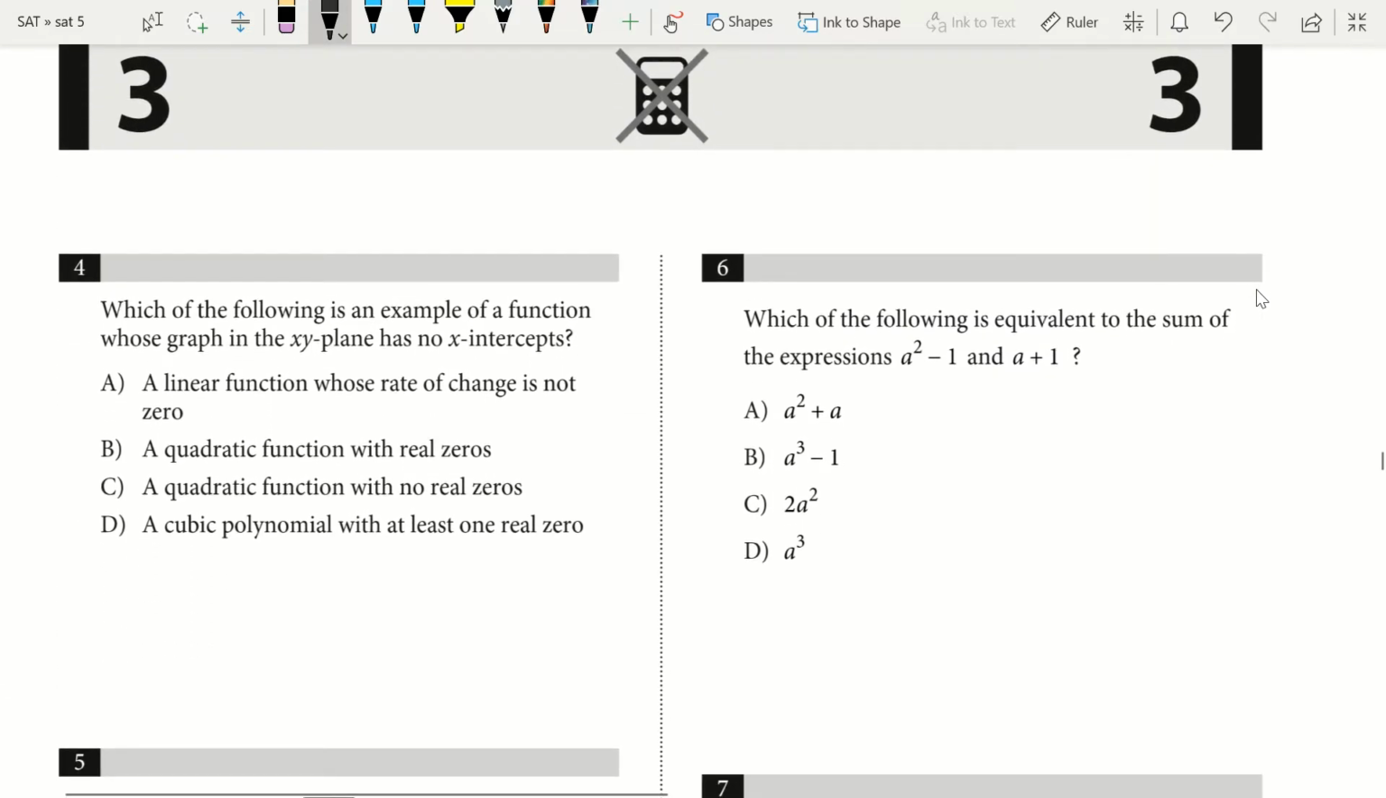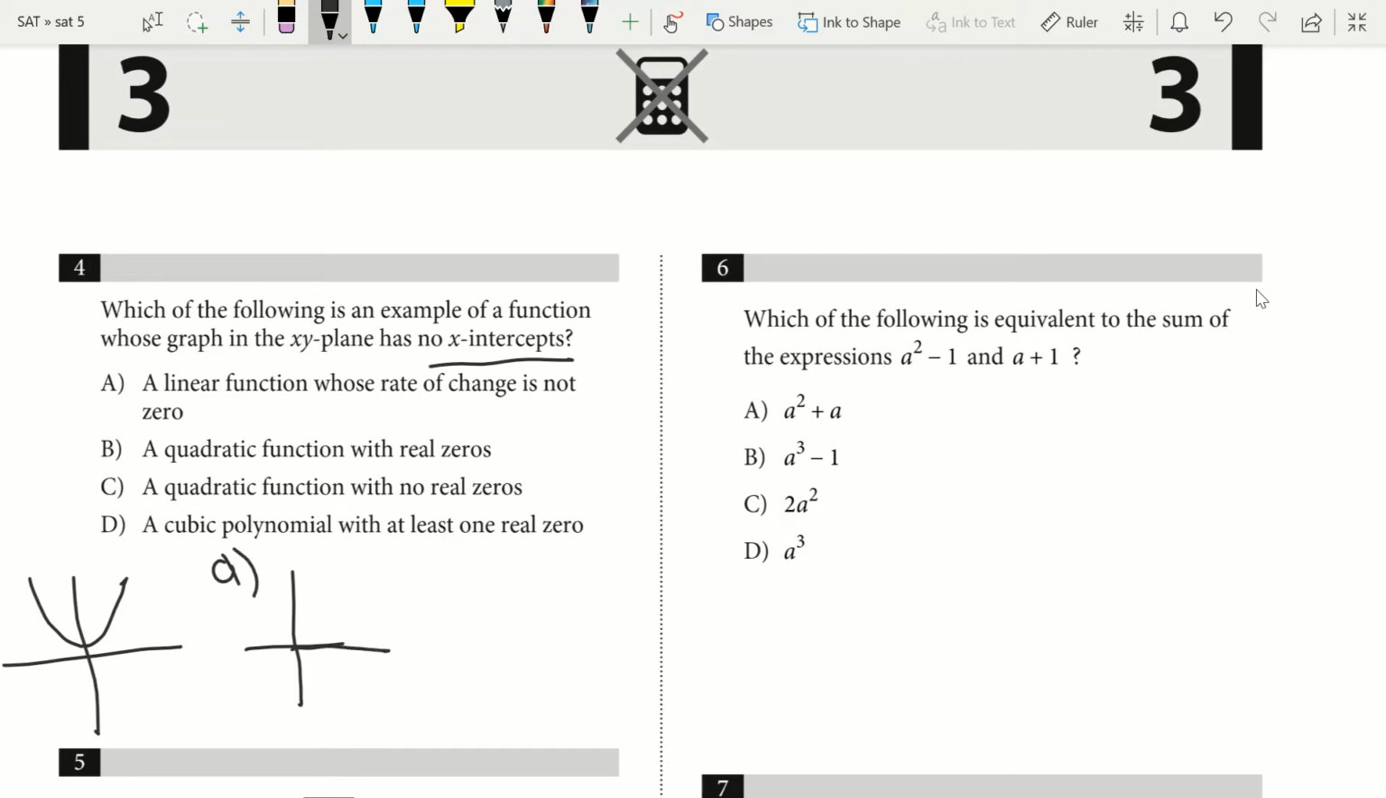Question 4. Which of the following is an example of a function whose graph in the xy plane has no x-intercepts? So we're looking for an equation that doesn't cross our x-axis. Alright, choice A, a linear function whose rate of change is not 0. Well, that doesn't work, because if we have a linear function whose rate of change isn't 0, so we'll call it 1, we will cross our x-intercept. So we can go ahead and get rid of A.